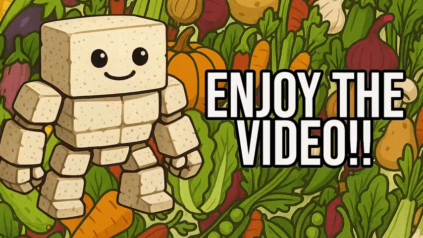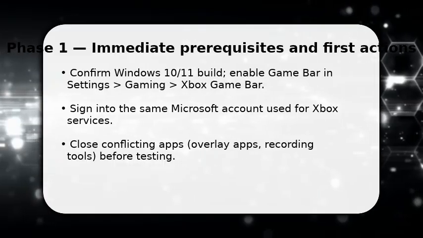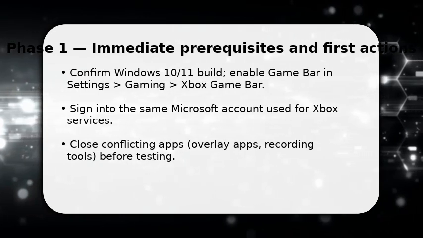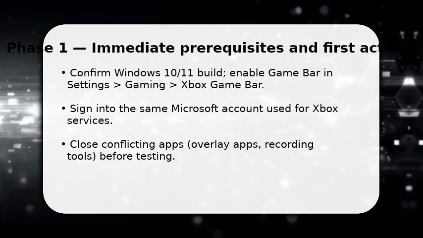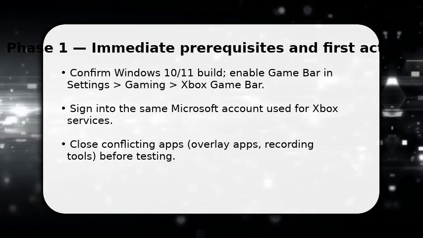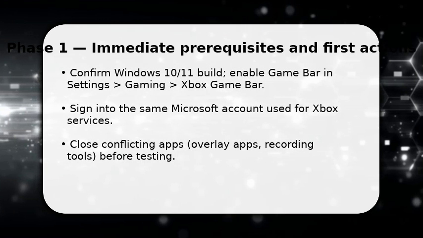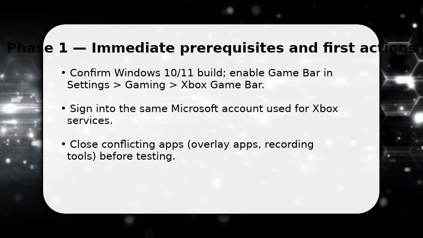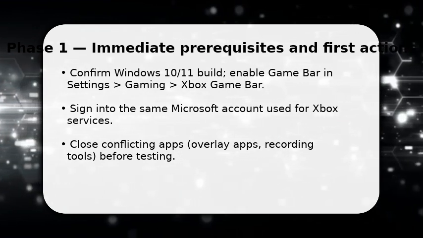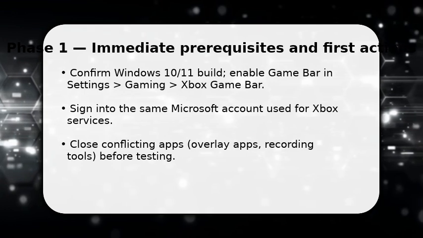Please enjoy the video. You start by turning the feature on and verifying basics. Open Settings, go to Gaming, and flip Xbox Game Bar on. Once done, sign into the same Microsoft account that uses Xbox services so credentials stay synced. Make sure to close competing overlays or recording apps. They cause conflicts and force the bar off.